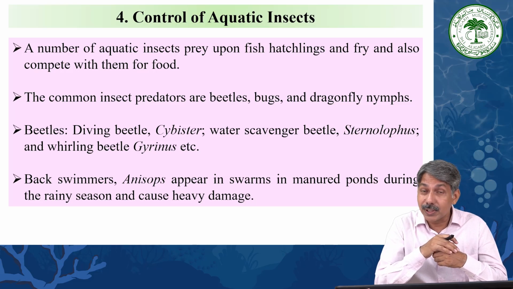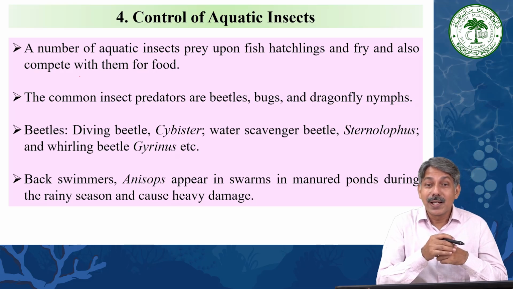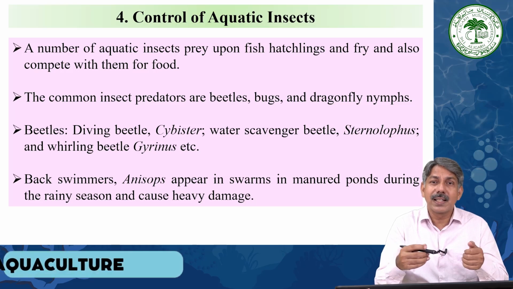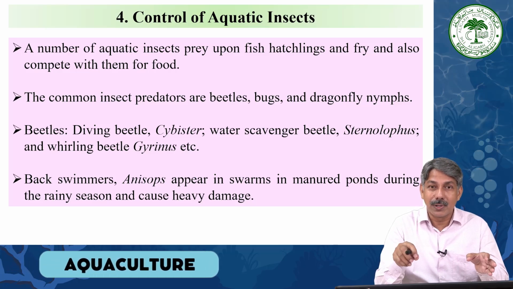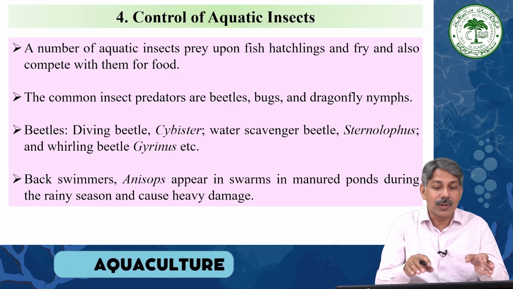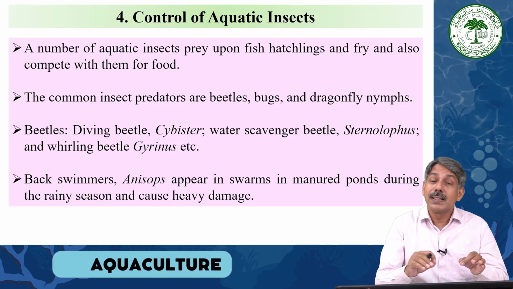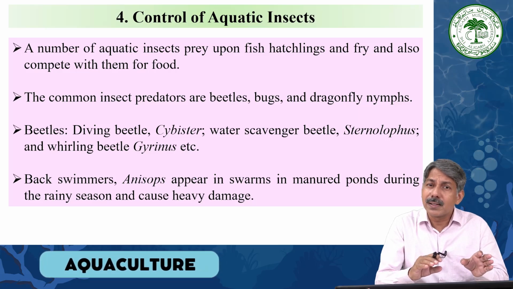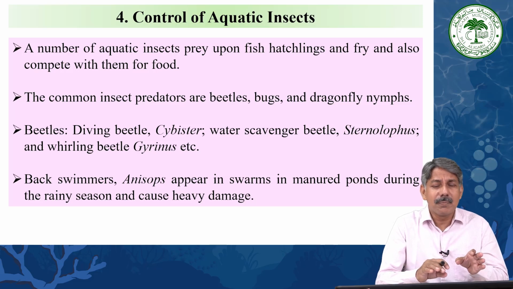Control of aquatic insects. Again, this is very important. A number of aquatic insects prey upon fish hatchlings and fry and also compete with them for food. In fact, all these management procedures are extremely important if you are going for a nursing pond and rearing pond. Especially in the nursing pond, these things are very necessary. In a nursing pond, you cannot allow the aquatic insects to be there. They will feed upon fries like anything. The frogs, the snakes, and birds, and many other things.